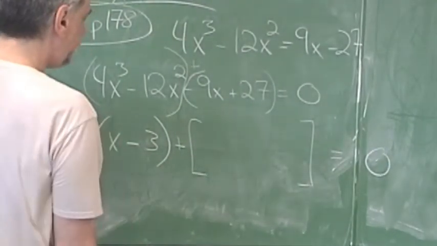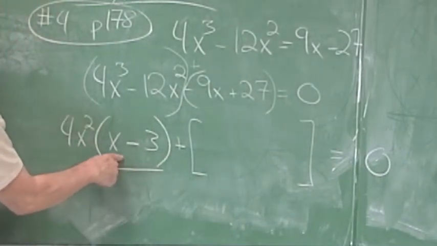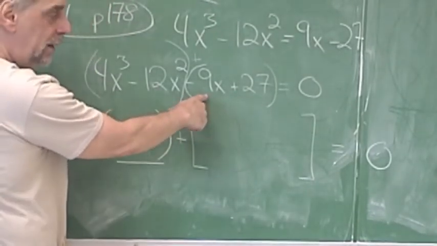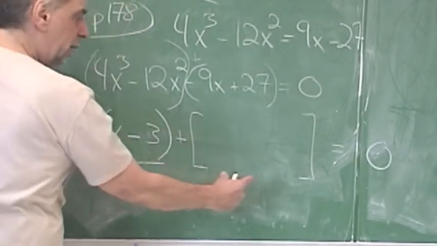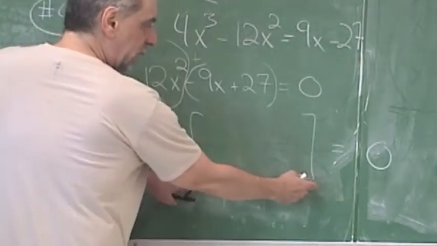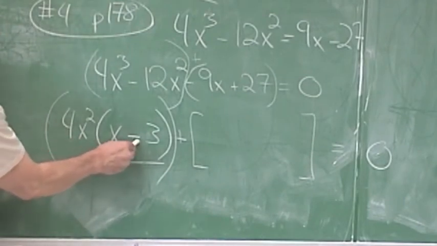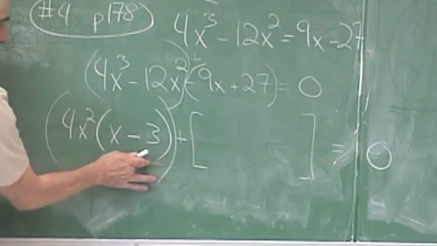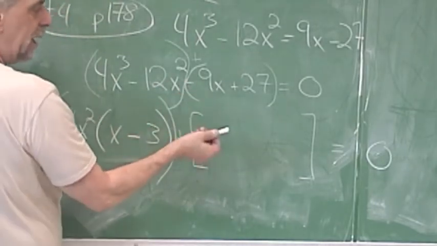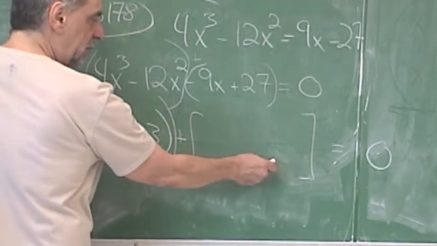Now the trick here is we want this same binomial factor to show up here when I factor out of here. Because then I'm going to factor that binomial out of this product and this product. Okay? So I took the 4x squared out of here and was left with an x minus 3. So now, it doesn't have to be the greatest common factor, but you want these factors to match. So you want an x minus 3 to be over here too.